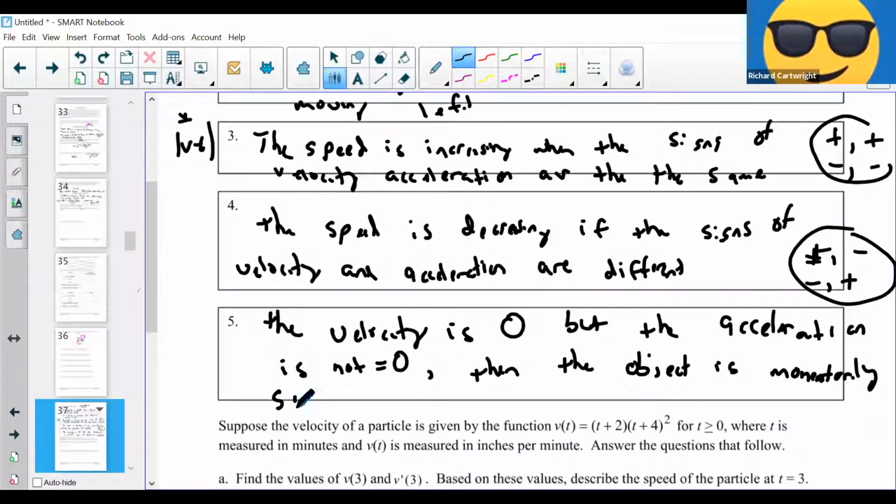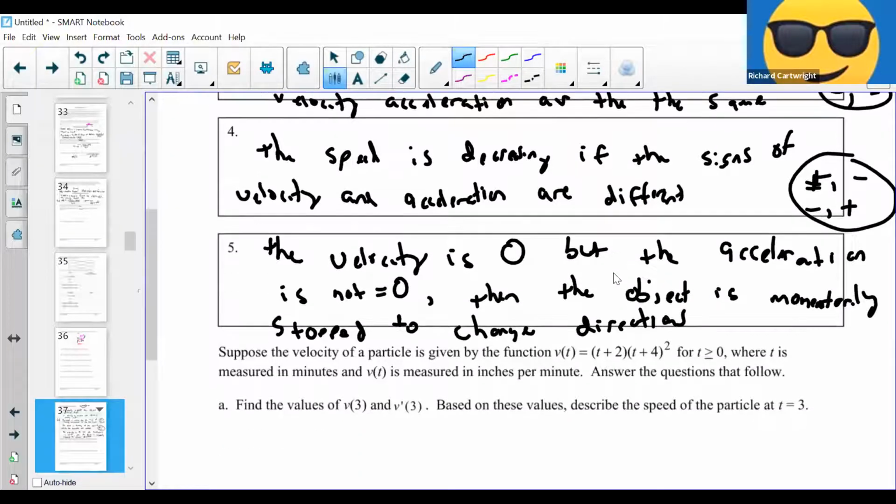Because velocity is 0, it did stop, but because the acceleration is not 0, what probably happened, because an object in motion tends to stay in motion, is that there's still some acceleration force wanting it to move. So chances are it stopped, in the blink of an eye, to change directions. It stops momentarily, which means a blink of an eye.